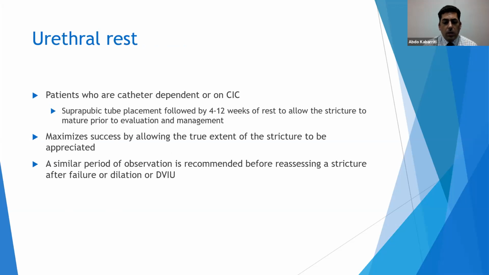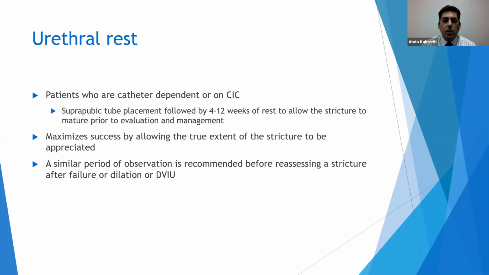Now, before we talk about treatment, I want to introduce the idea of urethral grafts. And this is for patients who are catheter dependent or on CIC. The idea behind this is putting in the suprapubic tube and allowing the stricture to really declare itself. So we put the suprapubic tube, leave it for about 4 to 12 weeks.